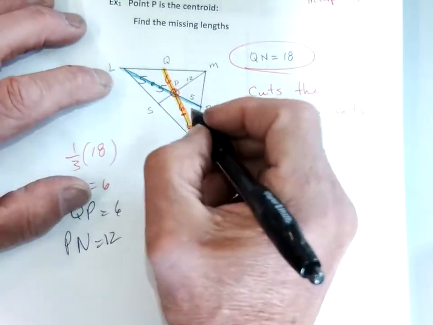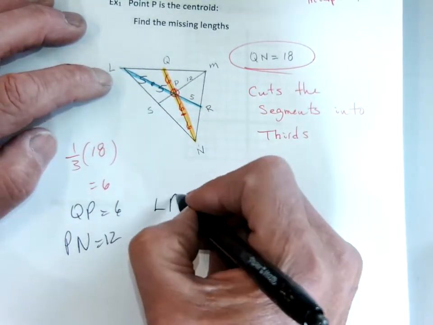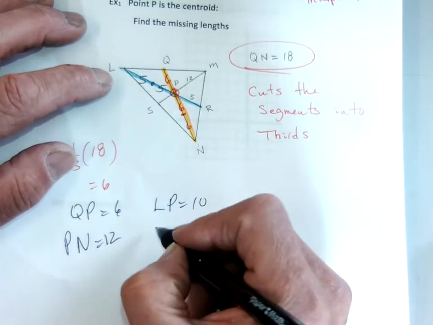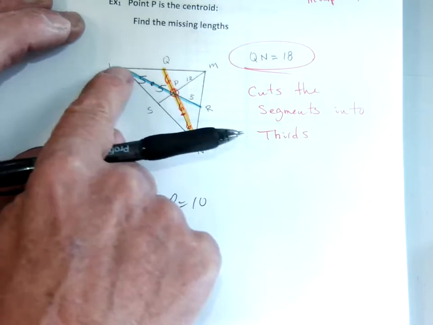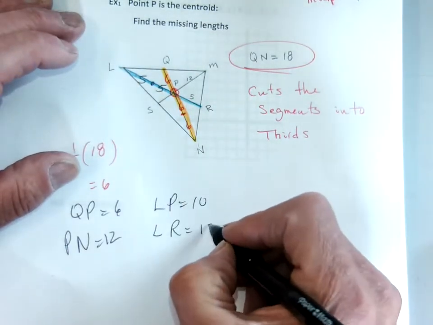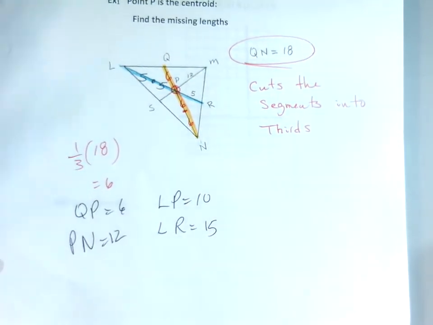So then we know LP is 10, and if I wanted the whole length of LR, well, that's easy. What's the length of LR, the whole thing? 15. Isn't this easy?